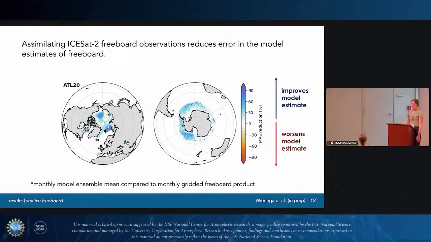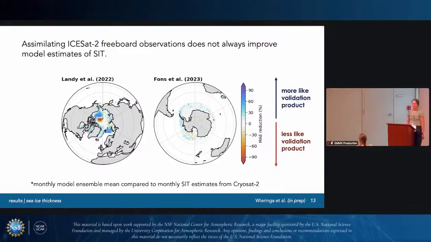That picture gets a little more complicated if we then move out of the observational space and think about how these observations have influenced the unobserved parts of our model, including sea ice thickness. Here I'm showing you the same metric, but this time I'm using a validation product of monthly sea ice thickness compared to the thickness estimates in our constrained model.